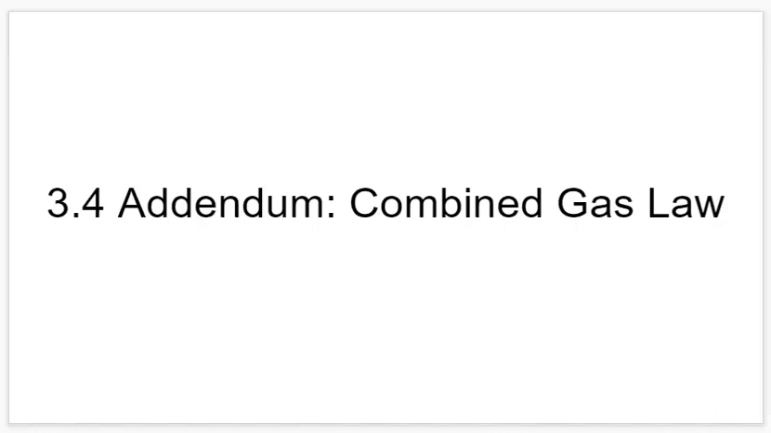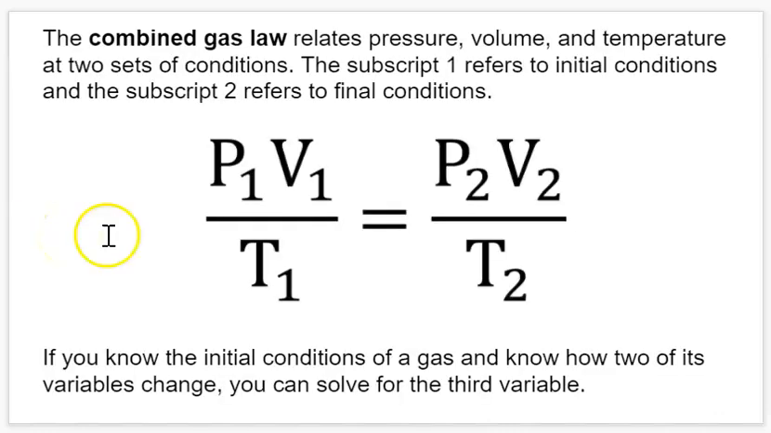It's pretty simple. The combined gas law is an equation that relates the pressure, volume, and temperature of a gas under two sets of conditions. You have your initial conditions that are represented as P1, V1, and T1, and then your final conditions, which are represented as P2, V2, and T2. This is useful if your conditions are changing and you know how two of the variables change and you want to predict how the third variable is going to change.